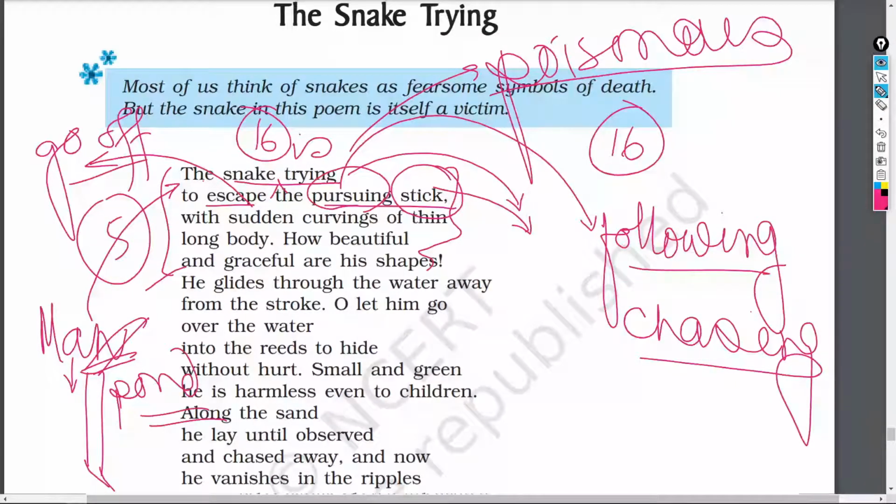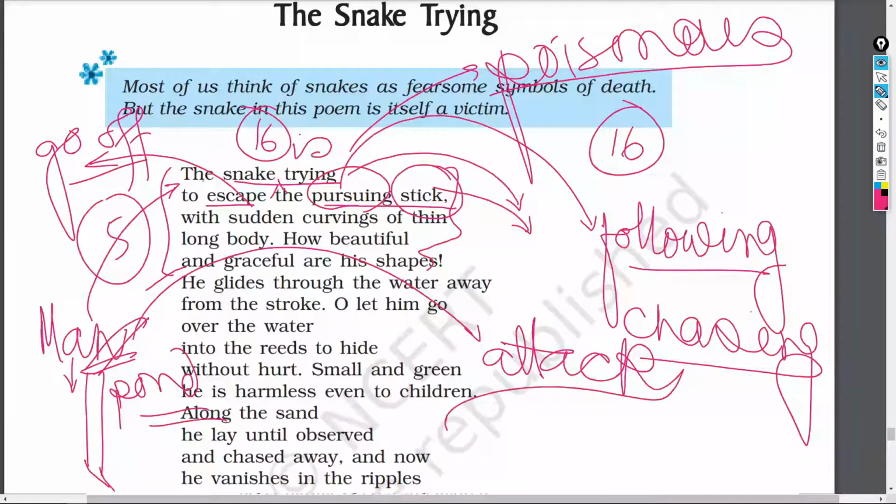Therefore, what was the reaction of the snake? The snake was trying to do what? It is not going to attack, because human being is the supreme, and everybody is afraid of human being, and therefore the snake, what the snake did? The snake tried to save himself. Therefore here the snake is the victim. Snake is the victim. So the snake, what the snake does?